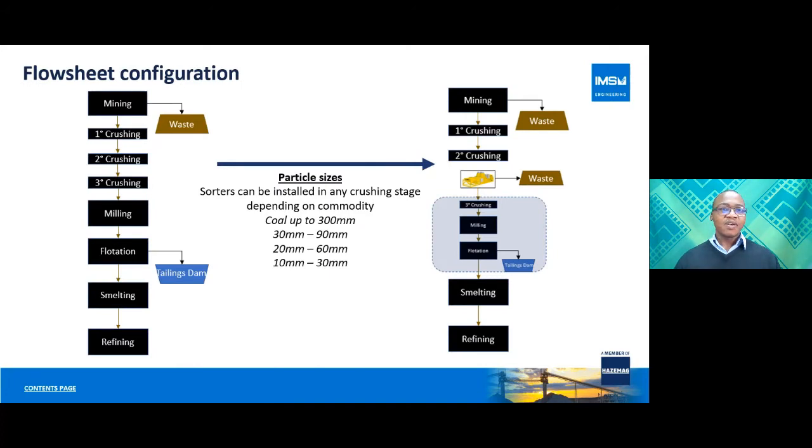What I'm showing now is the typical application of a sensor sorter, in which we've installed a sensor sorter after the secondary crushing stage. However, you can install a sensor sorter after the primary crushing stage or tertiary crushing stage. For materials such as coal, we can go to particle sizes of up to 300 millimeters.